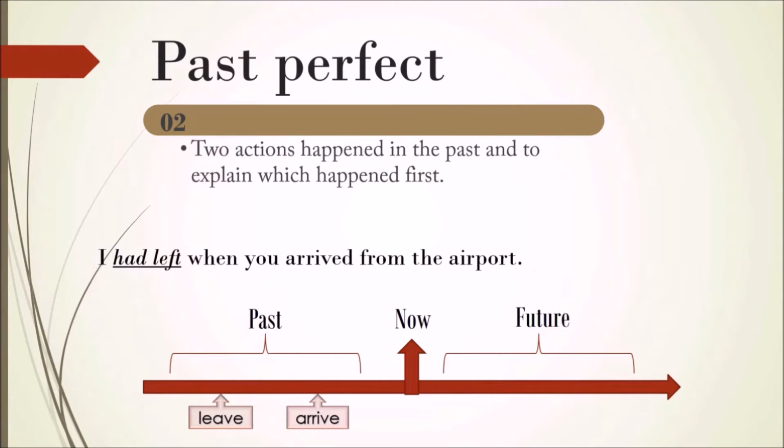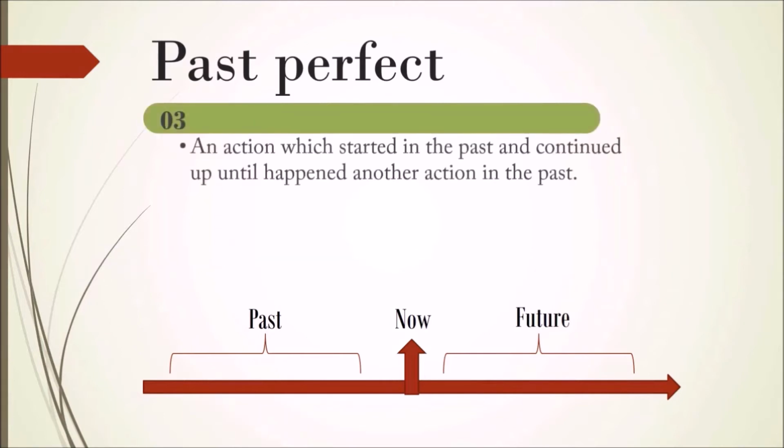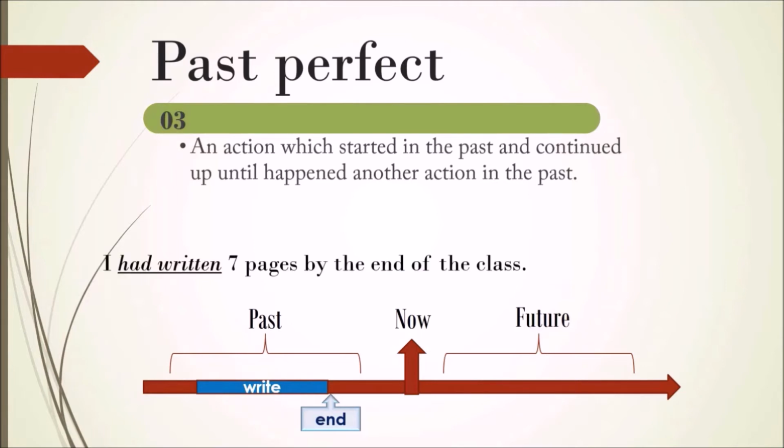You arrived. Third, an action which started in the past and continued up until another action happened in the past. So if I say here write is the action which was ongoing, so it continued up until the end of the class. So write, finish when the class ended. I will say I had written 7 pages by the end of the class. So it was an action, the write process was ongoing, and it finished when the second action happened.